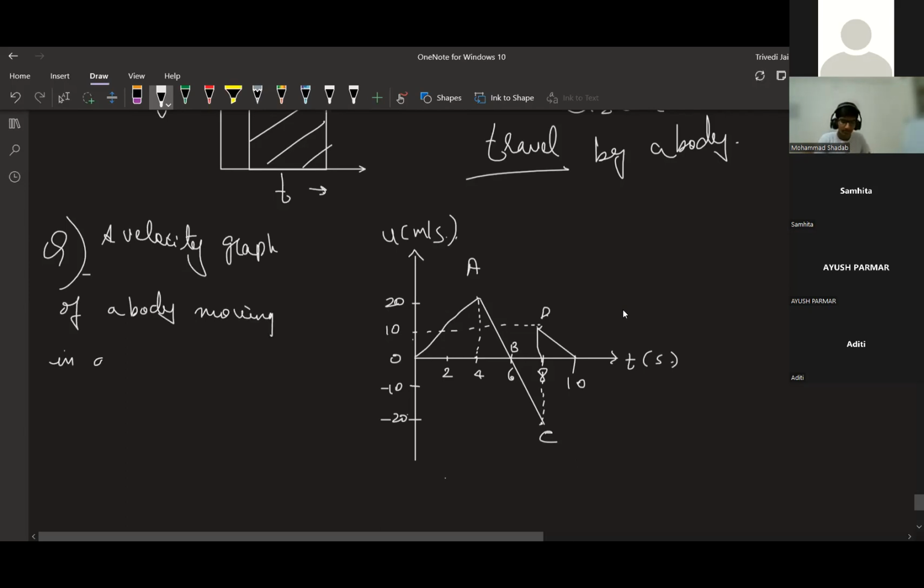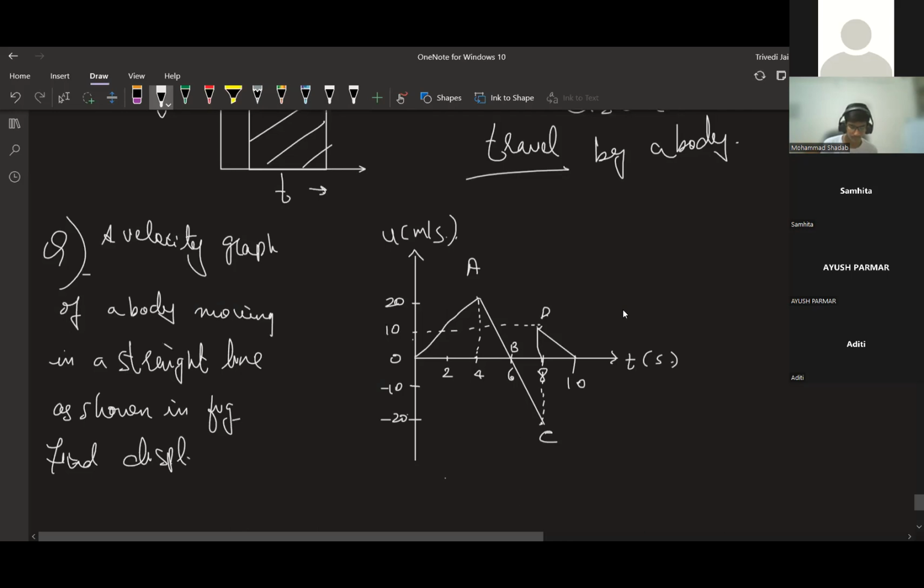A particle moving in a straight line as shown. Find the displacement and distance traveled in 10 seconds.